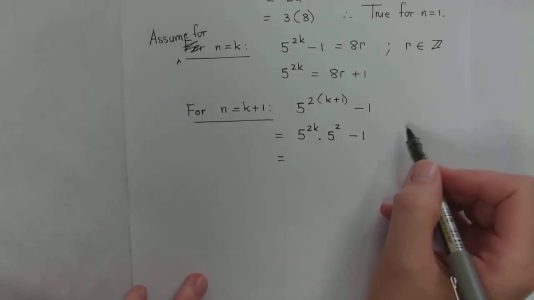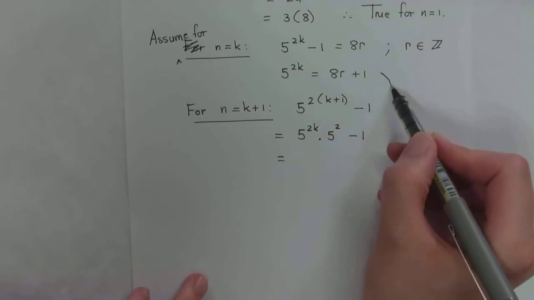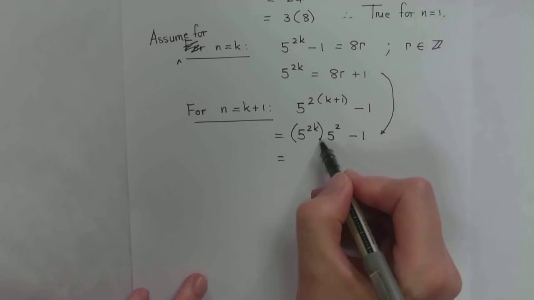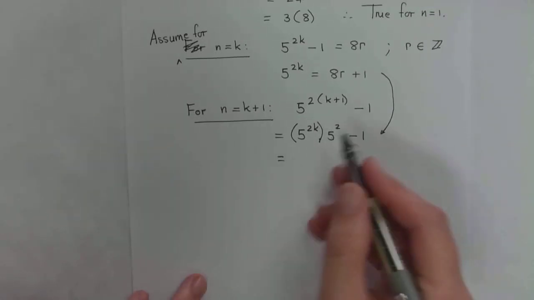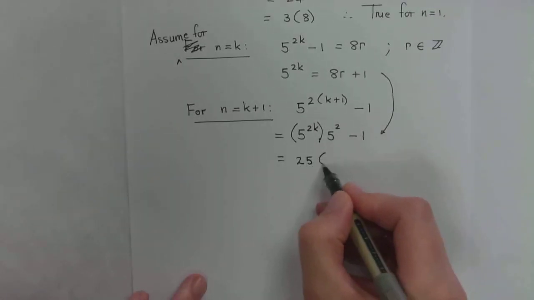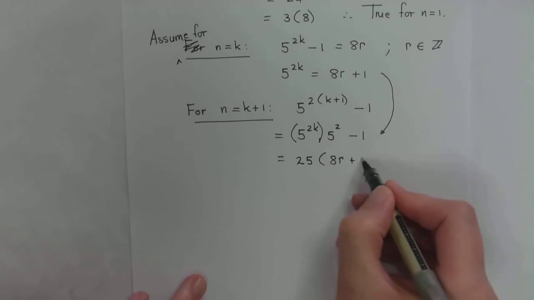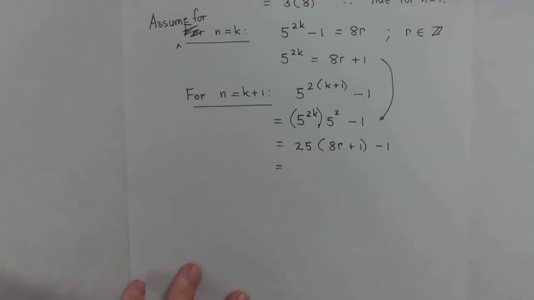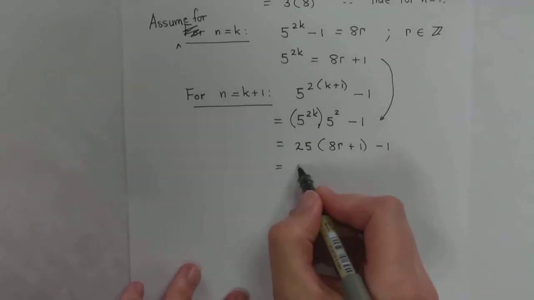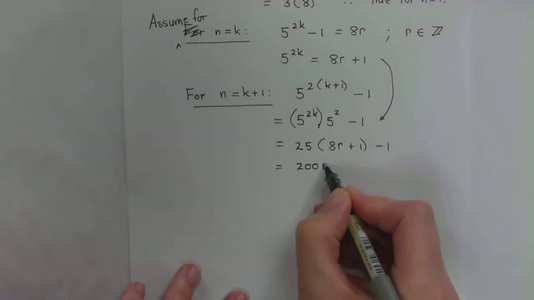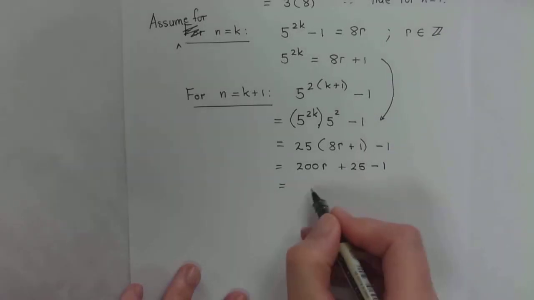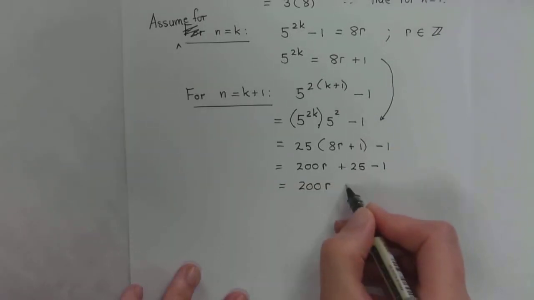Okay, now here's my substitution again. So my substitution is going to be over there, and I'm going to substitute that 8r plus 1 into this. And that 5 squared is 25. I'm just going to move it to the front of the bracket. Then if I expand that, 25 times 8, that's going to be equal to, wow, 200 if I'm not mistaken. 200r plus 25 minus 1 is then equal to 200r plus 24.